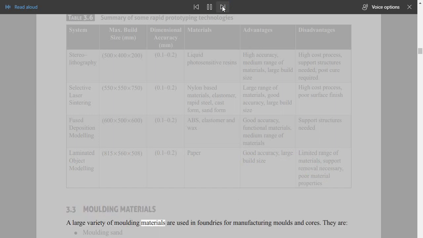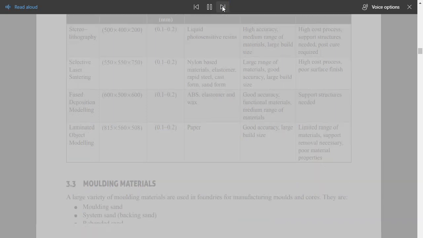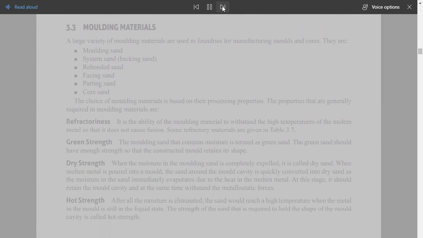A large variety of molding materials are used in foundries for manufacturing molds and cores. They are molding sand, system sand, backing sand, rebonded sand, facing sand, parting sand, and core sand. The choice of molding materials is based on their processing properties.